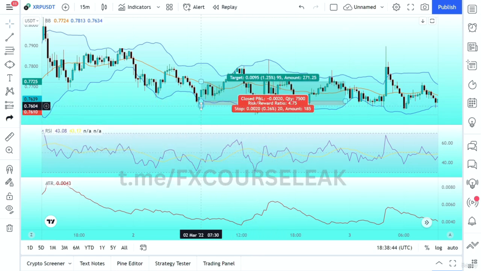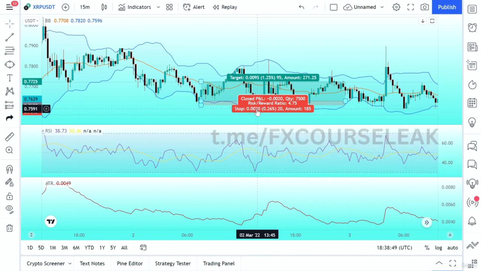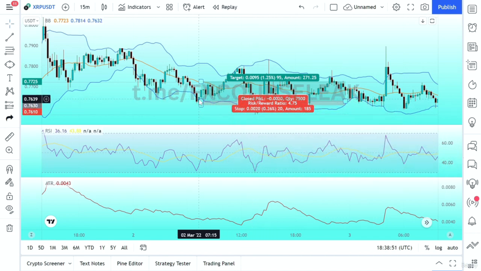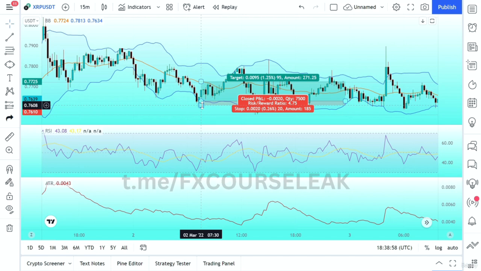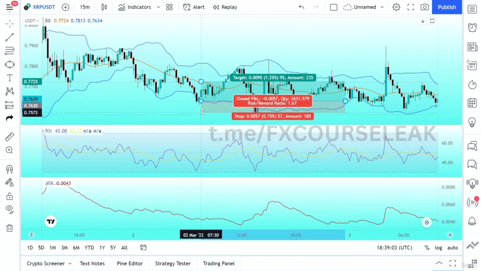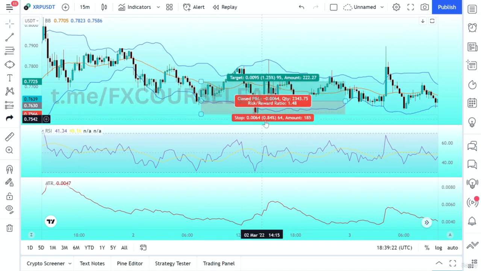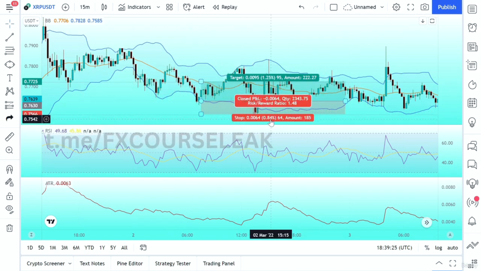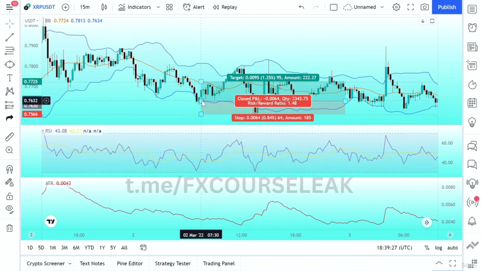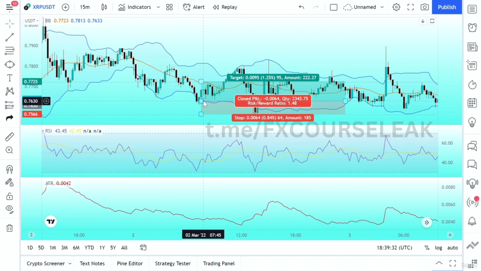So I will drag this stop to 0.0020 plus the ATR value for this specific candle, which is 0.0043. Adding these two numbers gives me around 0.0063. So I will drag my stop to 0.0063. This will be my stop loss for this specific trade, which is at around 0.84% loss.